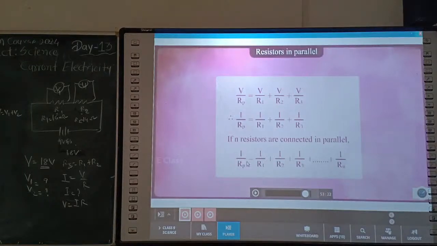And in series, if we increase the number of resistors, the resistance increases. Here, if we increase the number of resistors, the effective resistance decreases.